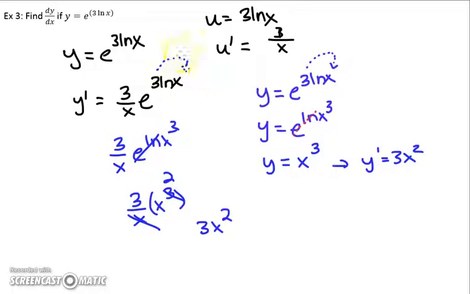So if you want to take it this way and then have to simplify to get 3x squared, you're more than welcome to. But what AP is going to expect you to do, and what I expect you to do, is simplify your problem first, turn it into a polynomial, and then just use your power rule. So that's going to do it for this video. We'll see you in the next one.